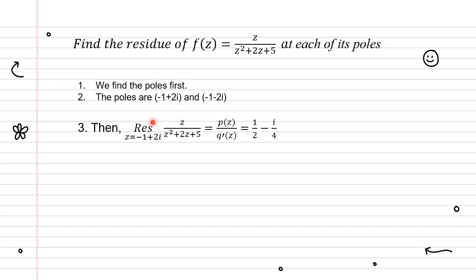That's one of the poles. And also we get the residue at -1 minus 2i. And when we finally follow the same steps that we have done so far, we will get that the residue of these two functions will be 1/2 minus i/4.